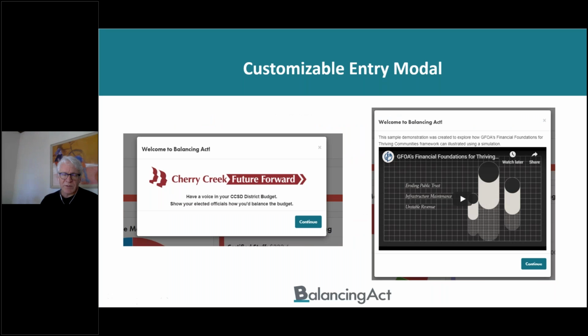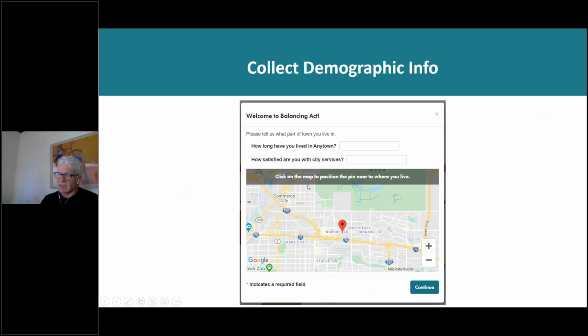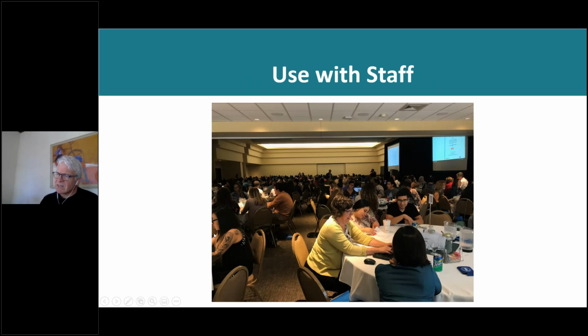We've also made it possible more recently to customize what people see when they come into the simulation. You can add your logo or brand. You can add a video if you want. You can do all sorts of things like that. You can also collect information. So you can ask them multiple choice questions. You can also have people drop a pin near where they live, so you can have a geographic sense of where your respondents are coming from. And these are all things that we'll show you probably in the next week in terms of setting them up. It's pretty easy.